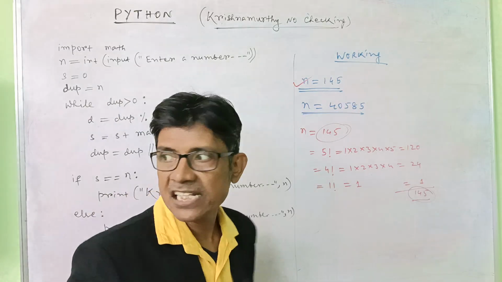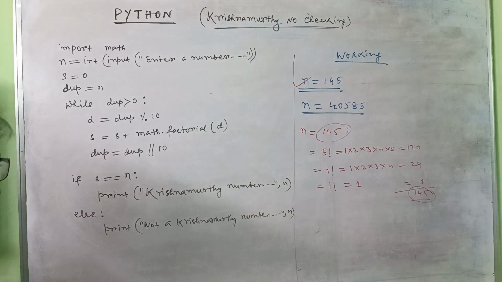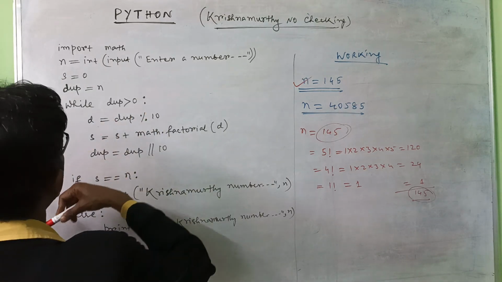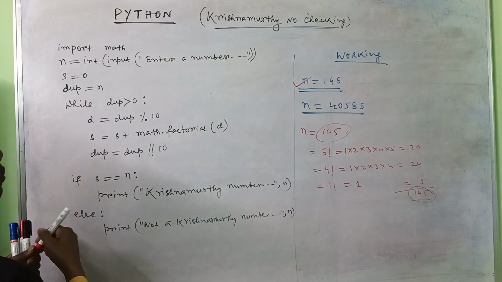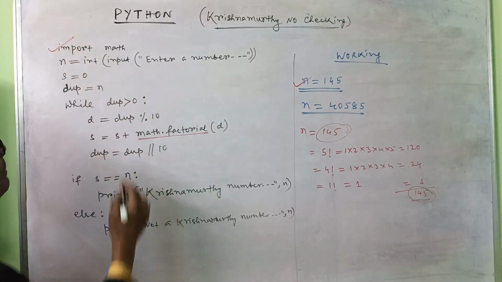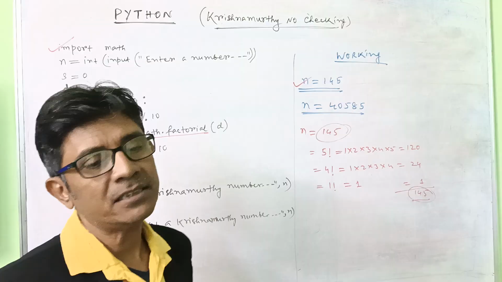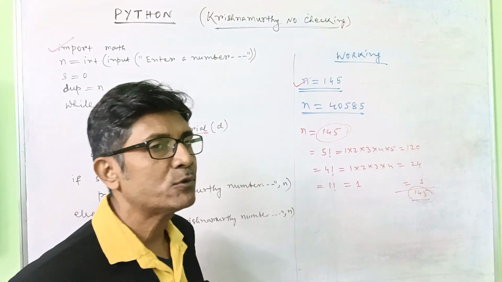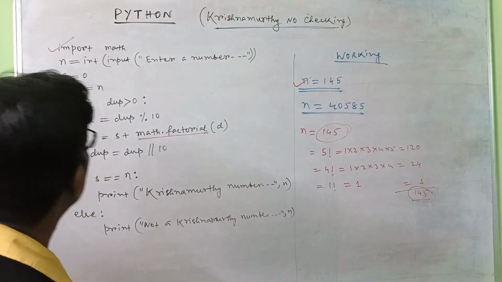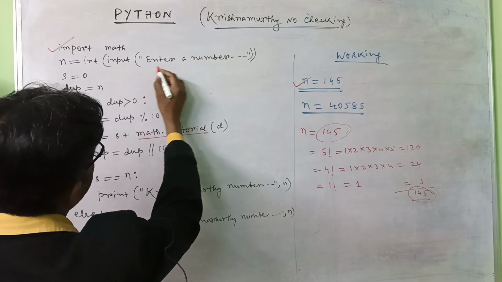So this concept I will explain right now in Python. Let us see how we will do this. Please check it properly, the Krishnamurthy number checking. First, to use this factorial function, we have to apply import math. You know that to use mathematical functions in Python you have to import math. Then I am taking one number, int input, enter a number.